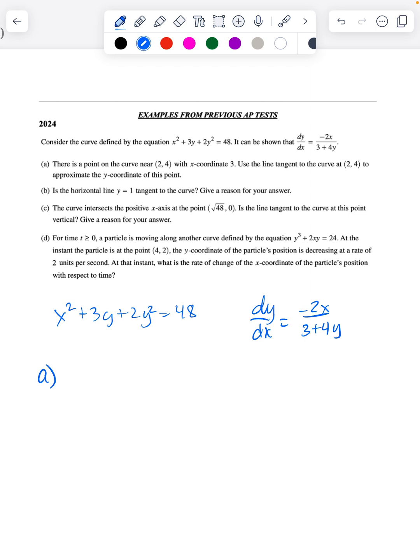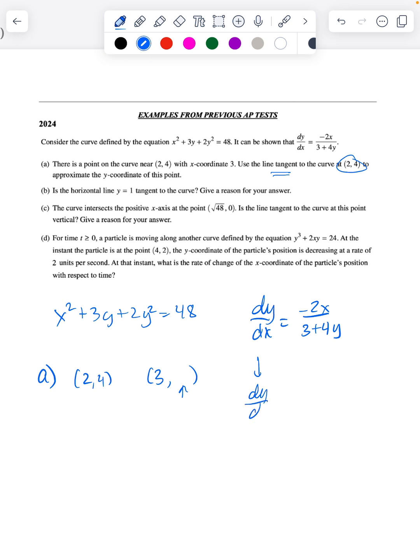Part A says there is a point on the curve near (2, 4) with an x coordinate of 3, but it doesn't give me the y coordinate. Use the line tangent to the curve at (2, 4) to approximate the y coordinate. So this is what we're trying to find. Keep in mind that in order to write the tangent line, you need the slope of the tangent at that spot, and the slope of the tangent at that spot is the derivative.